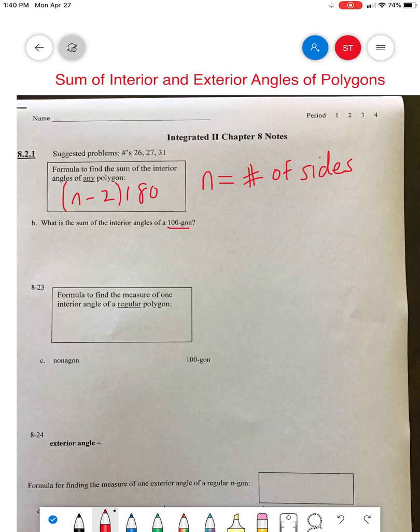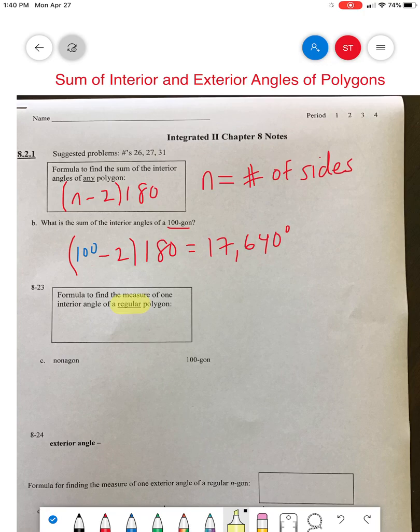It's got 100 sides. So all we do, let's use the formula, N minus 2 times 180. Okay, I'll bust out my eraser. We can get rid of N, and we're going to substitute. And I'll use a different color so you can see the substitution, 100. And that is going to equal, you pop that in the calculator, trust me, you're going to get 17,640 degrees.